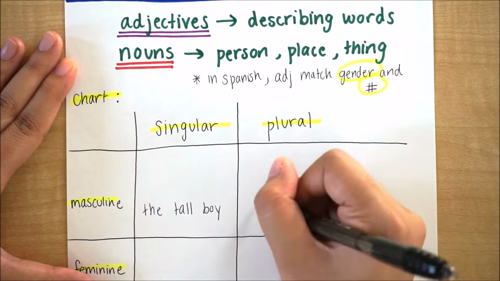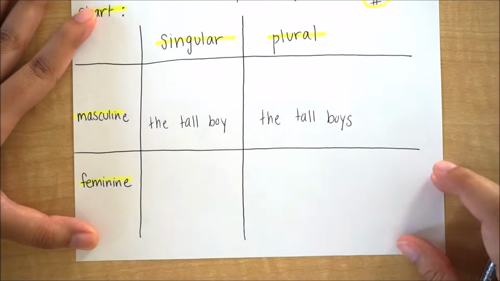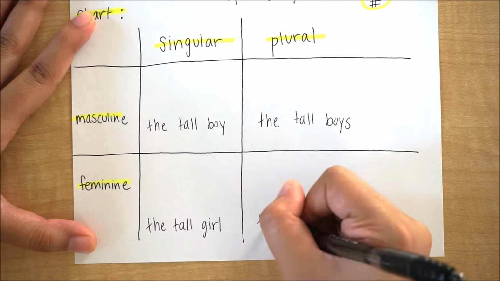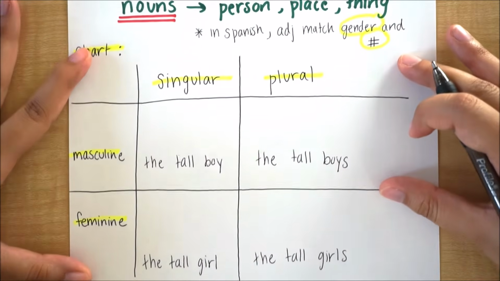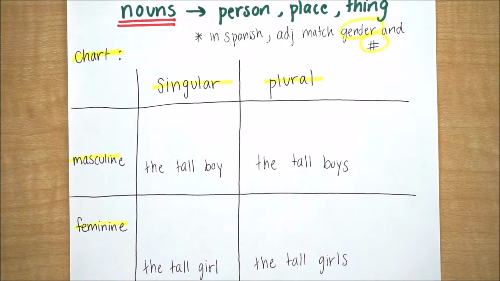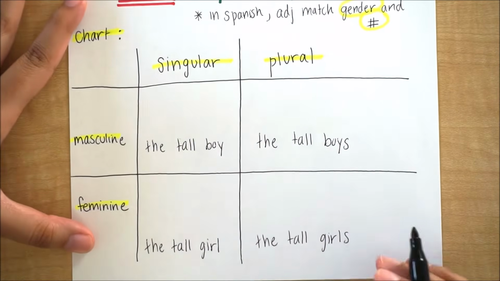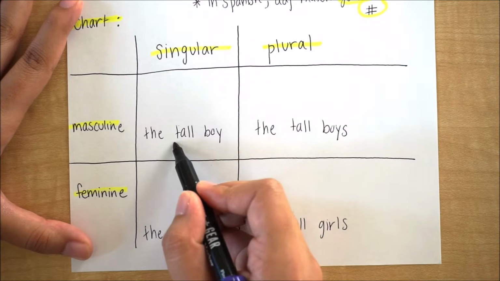So the sentences that I'm going to be translating into Spanish is for singular and masculine, the tall boy. For plural and masculine, the tall boys. For singular and feminine, the tall girl. And for plural and feminine, the tall girls. Right? So in order to make something plural, we add an S to the noun. And for masculine and feminine, I just did boy versus girl.